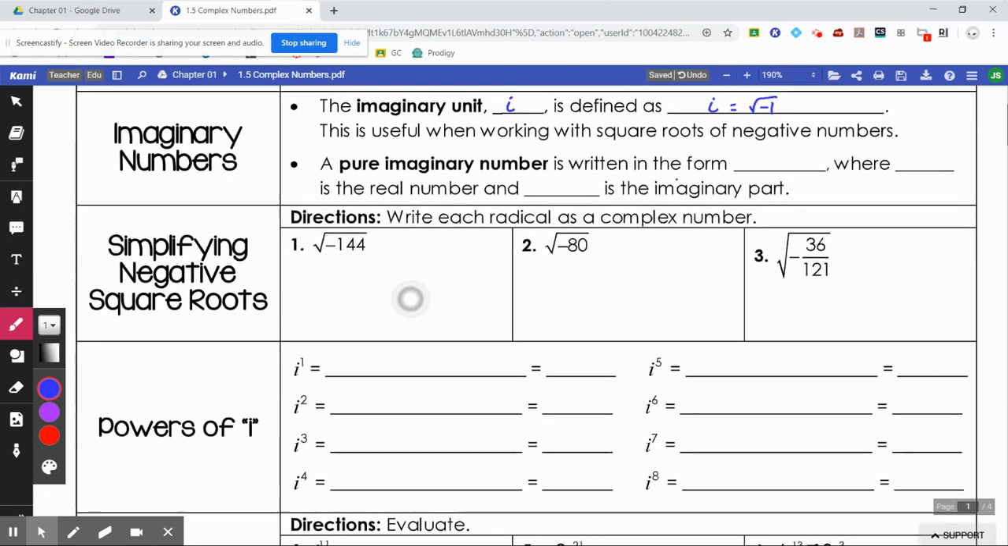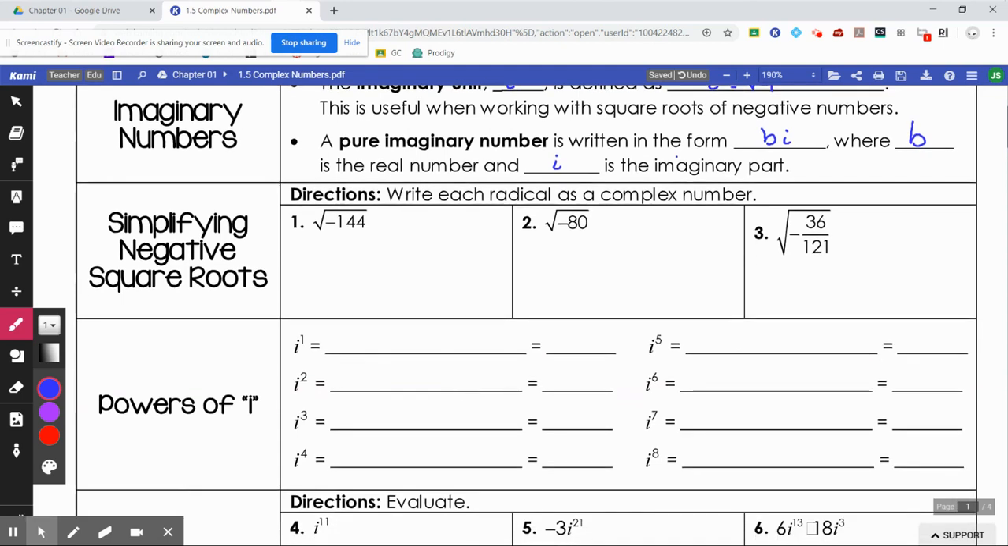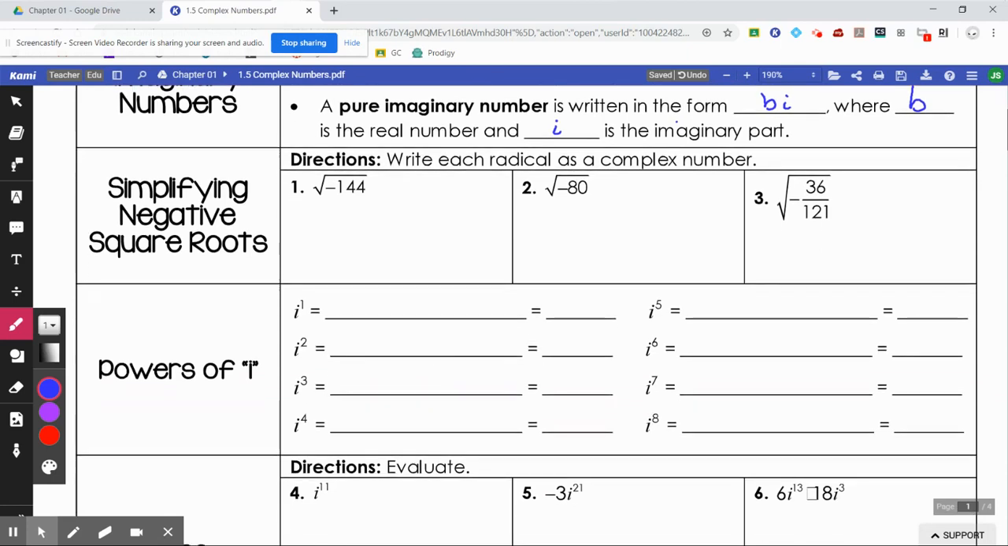A pure imaginary number is written in the form bi, where b is the real number and i is the imaginary part. So you'll have a coefficient that is a real number, like 2i, 3i, 4i, where b will again be a real number, and i is the imaginary part of that term.